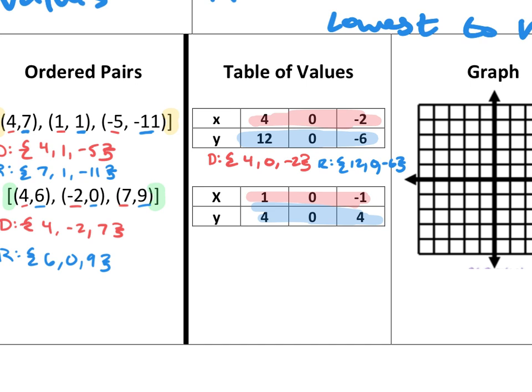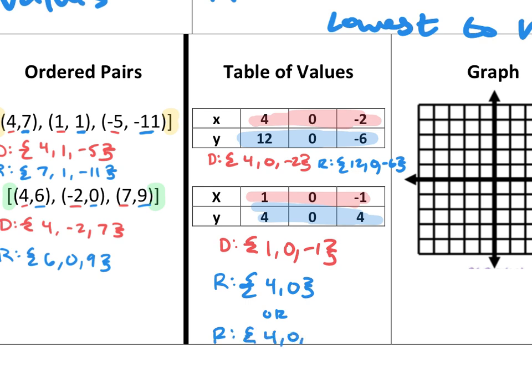Now, this one is going to show you something on your range that I'll show you in a second. But your domain here is 1, 0, -1. However, check out your range. I'm going to show you both ways you could list it. The range here was 4, 0, 4. Well, what number shows up twice? 4. So you could just list it as 4, 0, or you could do what we've been doing and just list out each number. Both of them are correct, but I just want to show you this in case it's multiple choice so that you know how it might look.